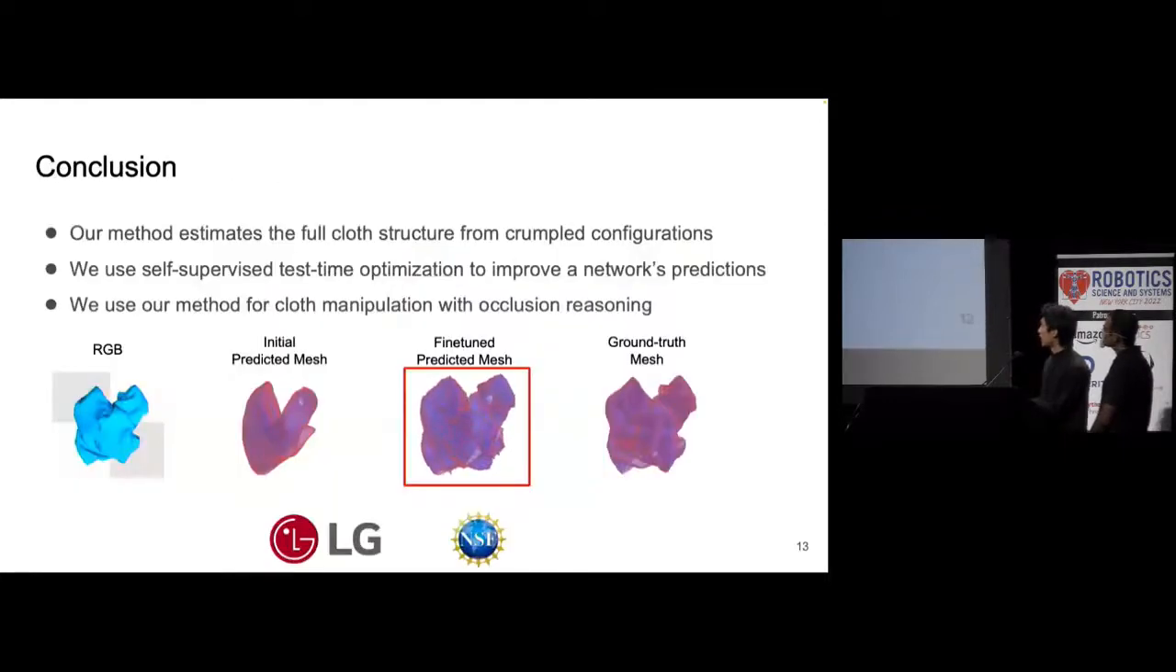So in summary, our method estimates the full cloth structure from arbitrary crumpled configurations by using a combination of a neural network and a test and fine-tuning procedure. When integrated with a learned dynamics model for planning, it achieves state-of-the-art results for cloth manipulation.